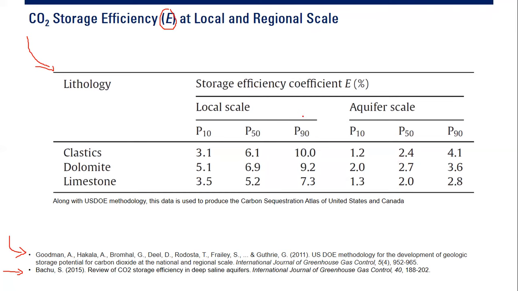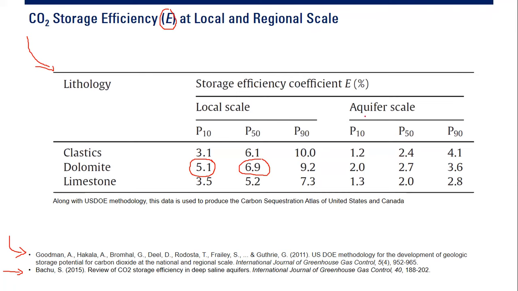All right, so let's check for the clastic local scale. P10 3.1, P50 9.1, and P90 it's quite high, 10%. And aquifer scale 1.2 for P10, 2.4 for P50, and only 4.1 for P90. Okay, for dolomite, it is the greatest storage coefficient for the P10 and also for the P50. But for P90, it is slightly lower than the clastic.